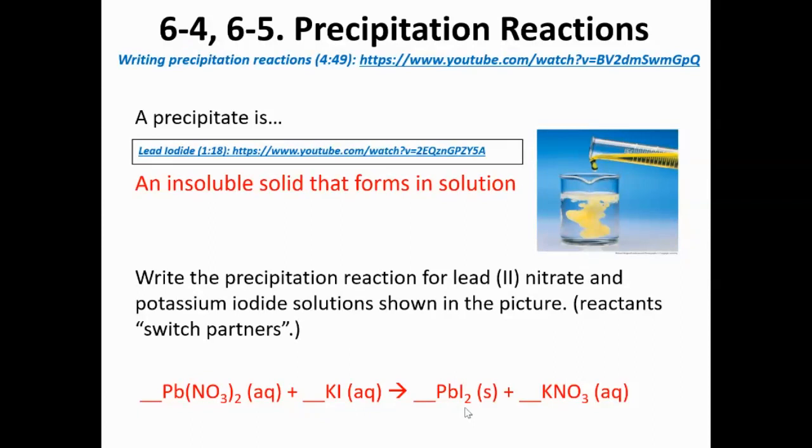And an insoluble solid, that is our precipitate. So there it is, lead 2 iodide, an insoluble solid. The other product, formed from potassium combining with nitrate, is a soluble solid. Now, the equation is not balanced. In order to balance it, we'll need 2 KNO3, 2 KI, 1 lead 2 nitrate, and 1 lead 2 iodide. Now we have a complete balanced equation.